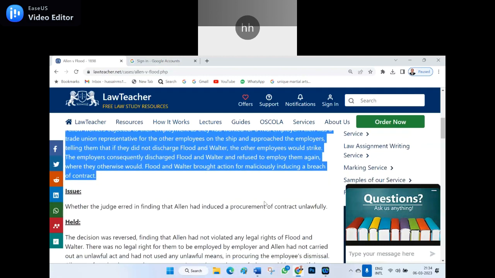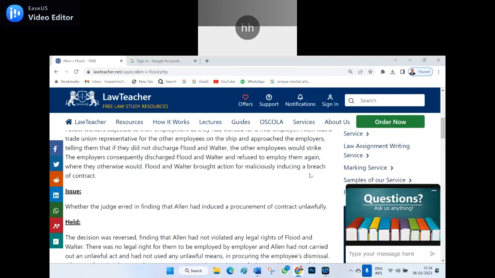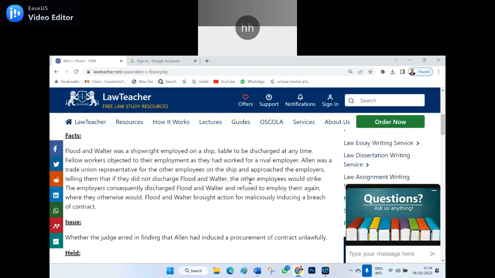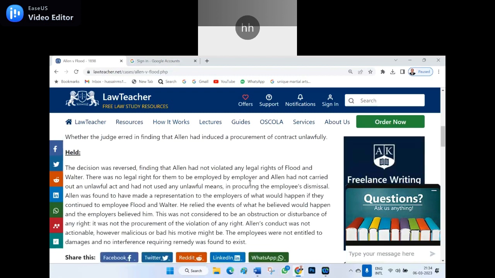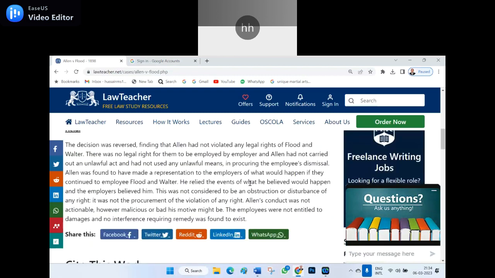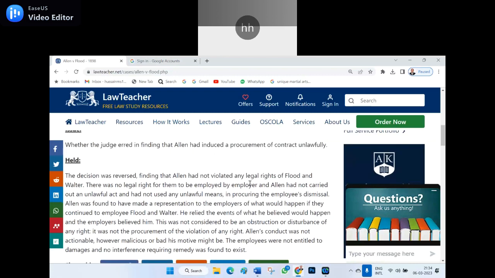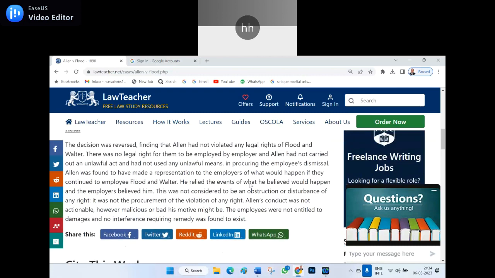So here, maliciously inducing a breach of a contract, the issue is whether the judge, in finding, held that Allen had induced the procurement of the contract unlawfully. He made only one issue. But what about the compensation? Of course, here he has given the head, which is nothing but the conclusion. But where is the analysis? You have to see it.